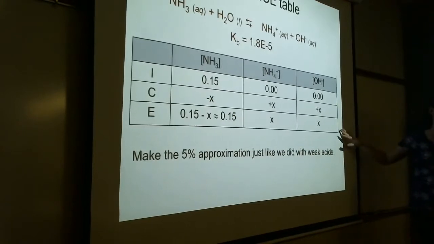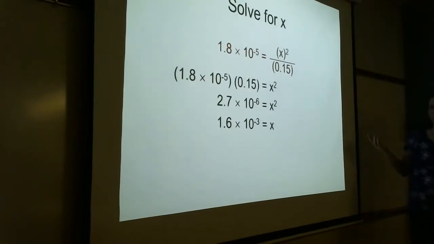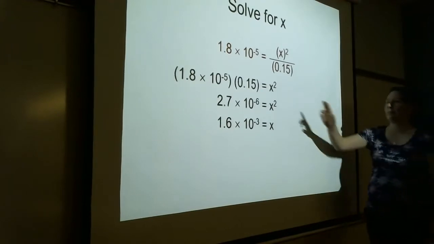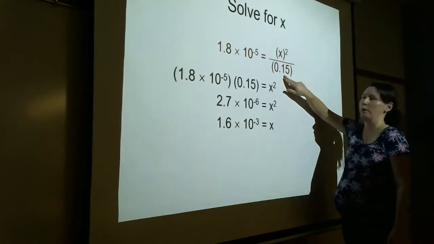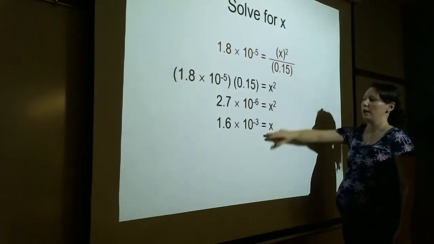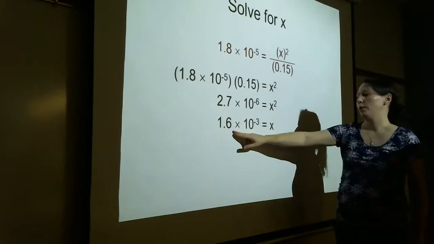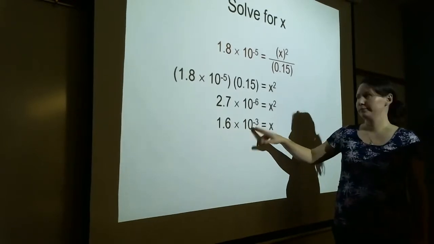Everybody cool on how we did this so far? All right, now we're just going to solve for x. So we plug in our Kb value. X times x is x squared. Plug in the 0.15 as the concentration. I came out with 1.6 times 10 to the negative third.